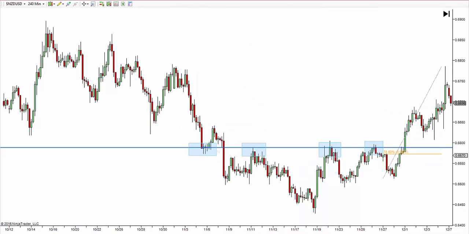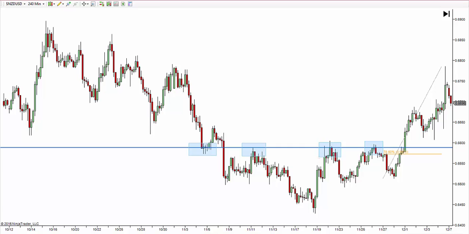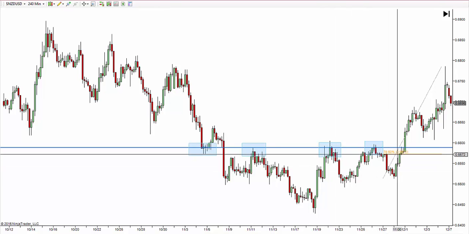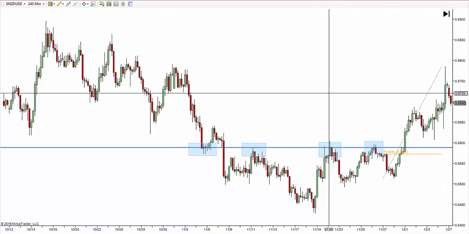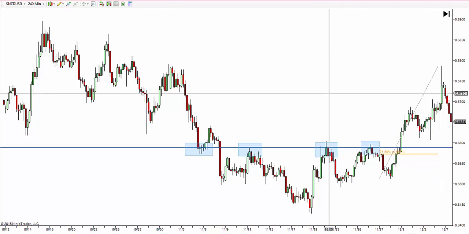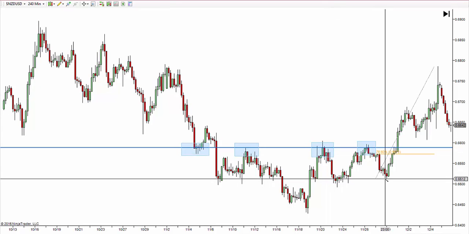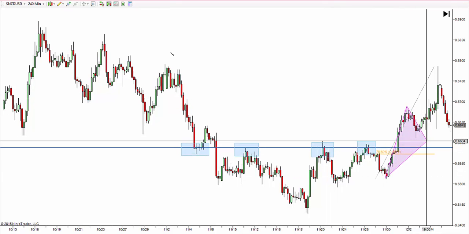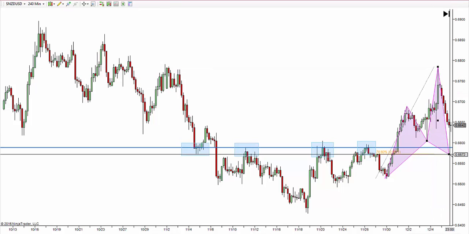So now not only do I have the structure levels that have been tested, previous support breaks down, now becomes resistance, resistance, resistance. We break above, we're waiting for a move back down. So if I move to the far right edge of the screen a little bit, fill in our Cypher pattern. Cypher pattern completing down at the 78.6 right there.